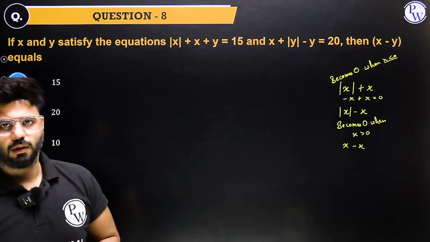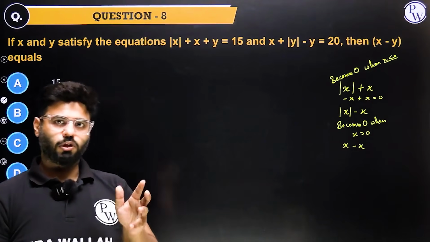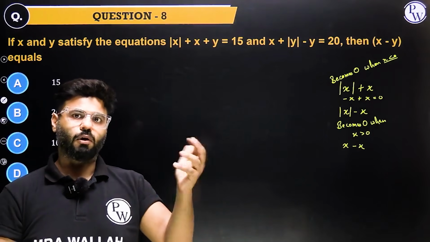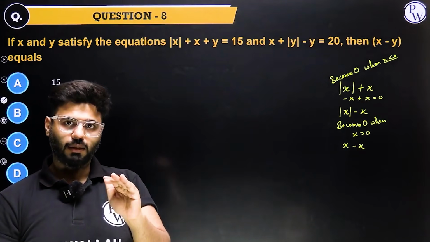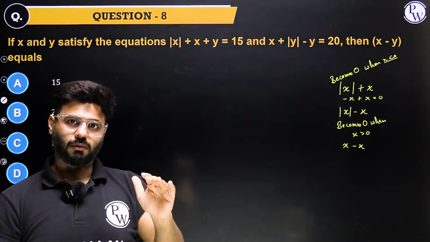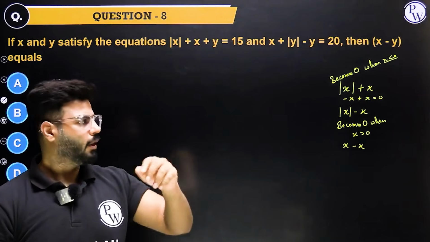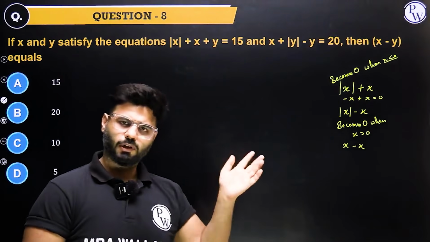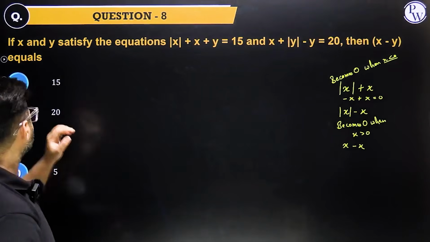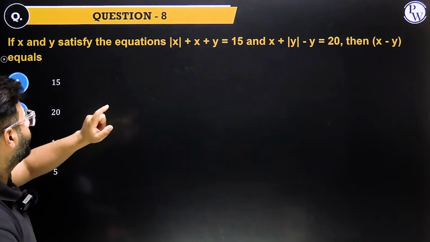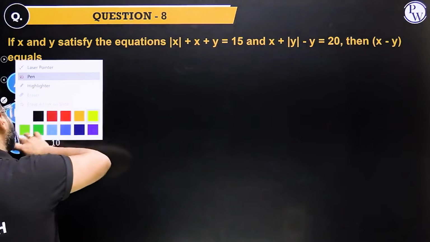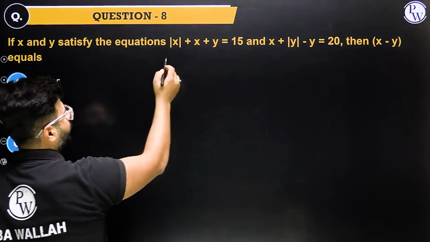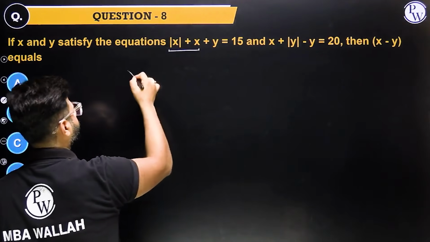Or you can think, let us say if x is 3, 3 minus mod of 3, 0. If x is negative, minus 3 plus mod of minus 3. So mod of minus 3 becomes 3, minus 3 plus 3. You can pick up any positive and negative numbers and try. So if you observe that, he is giving us these scenarios only, mod x plus x, mod y minus y. So I'll start from these scenarios only. Let us say if x is negative.